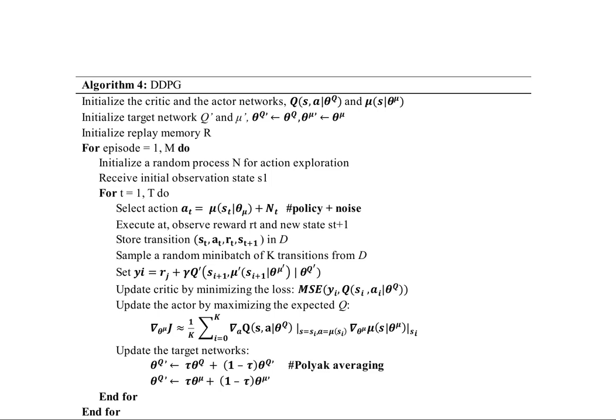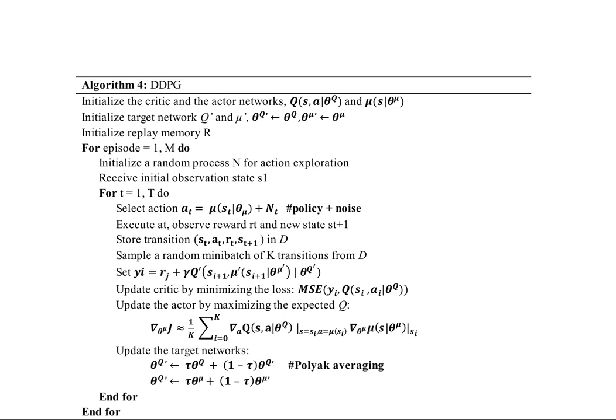The Deep Deterministic Policy Gradient (DDPG) algorithm is a model-free, off-policy reinforcement learning method that initializes critic and actor networks, along with their target networks. The algorithm iterates over episodes, with each episode consisting of a random process for action exploration, receiving an initial observation state, and selecting actions using the policy with added noise.